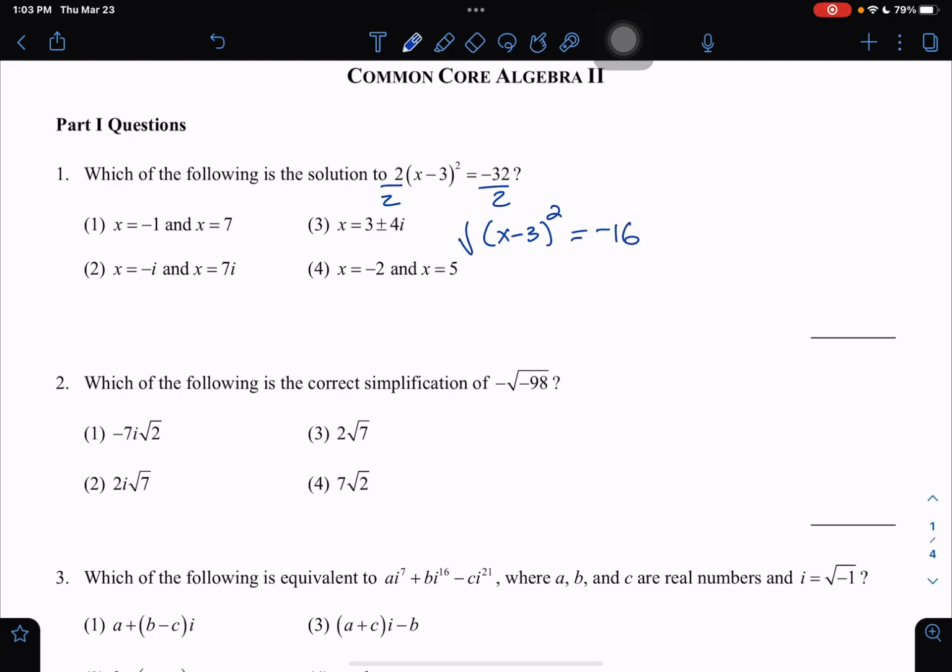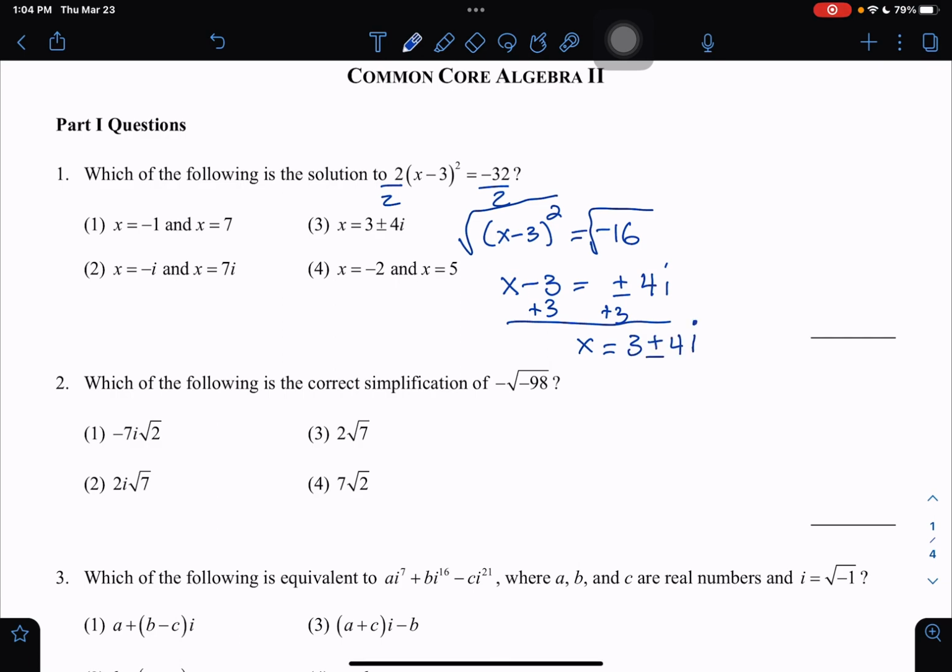And then at this point, we could take the square root of both sides. We had done this way earlier in the chapter. And we get x minus 3 is equal to the square root of negative 16, which is plus or minus 4i. Okay? And then all we have to do is add 3 to both sides. So we get x is equal to 3 plus or minus 4i, which is number 3.